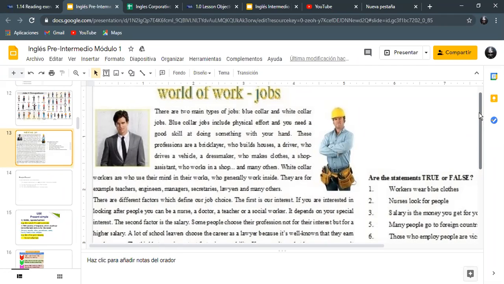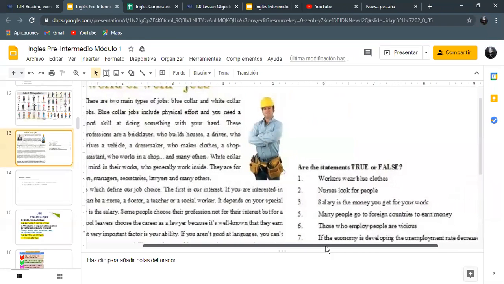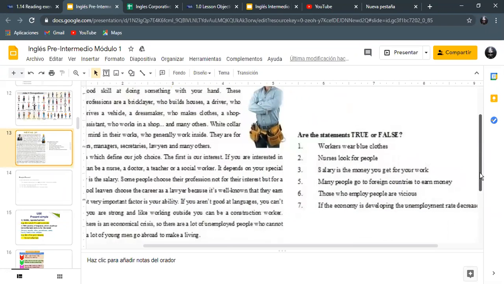Okay, my friends, we're going to read this little thing. It says, "Word of work, jobs." So first of all, as usual, we're going to repeat. Okay? Luego vamos a ver ahí el true or false. Si quieren, podemos ver antes las preguntas. Dice la pregunta número uno.